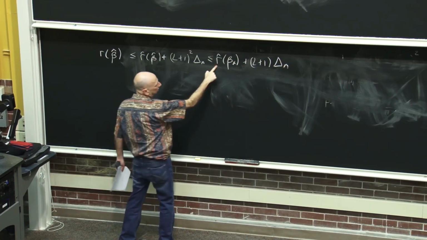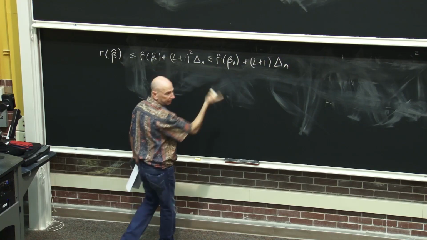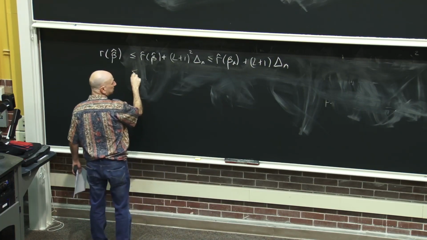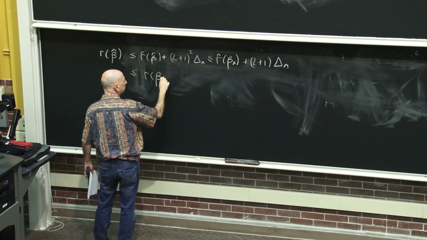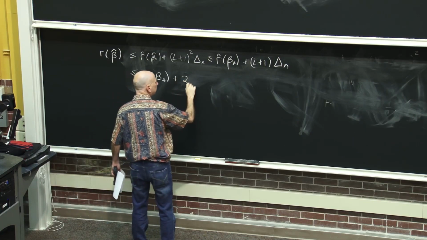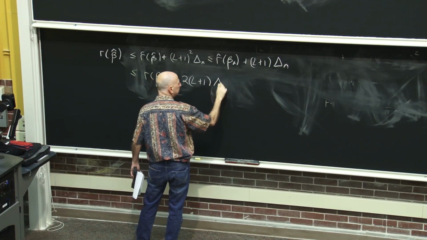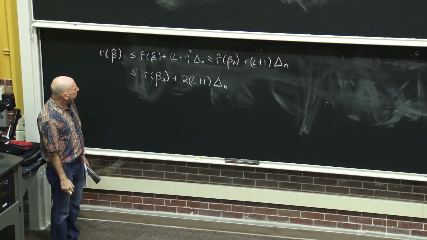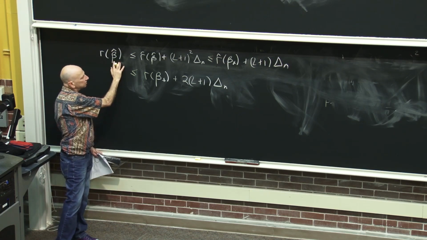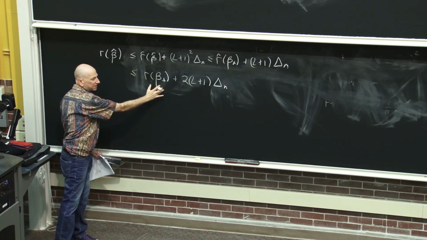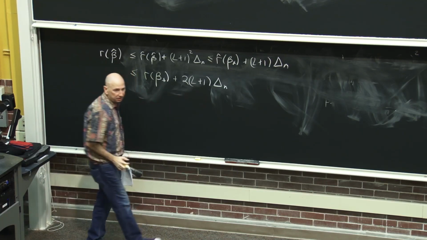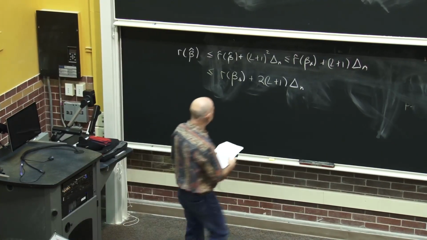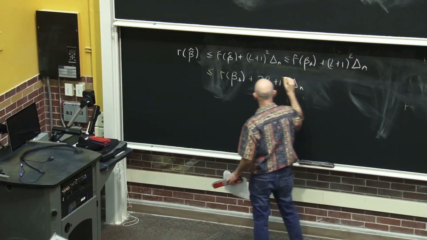Now we do it again. I know I can replace r and r hat. I can switch them around. I know I'm introducing an error of that size, so that's less than r of beta star plus another term of that size, 2 times L plus 1 squared delta n. So we're almost done. The risk of the lasso estimator is less than the risk of this ideal estimator plus this error. Should you have a square? Probably. Was it square? L plus 1 squared delta n. Thank you.